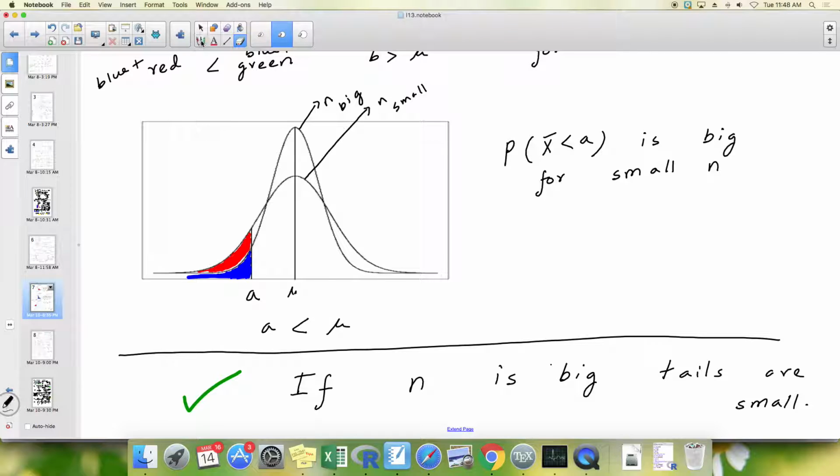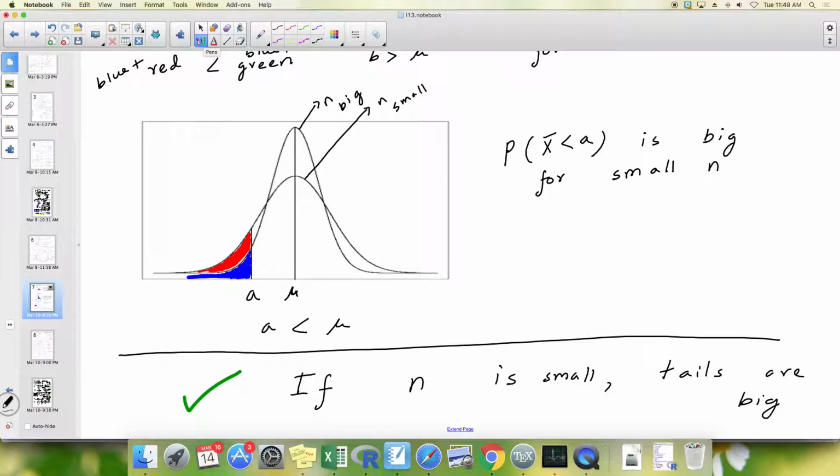And I'll state my general result as follows. If n is big, then tails are small. If you remember this, then you'll be good. Actually, we just proved the opposite. I mean, if you want, I can state that. So we kind of proved that if n is small, tails are big. It's the same thing. Okay.